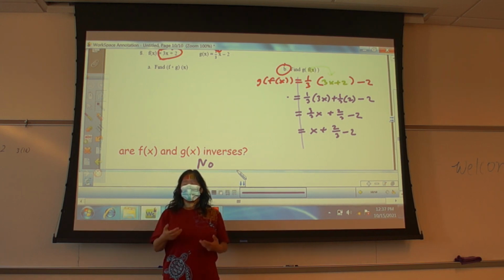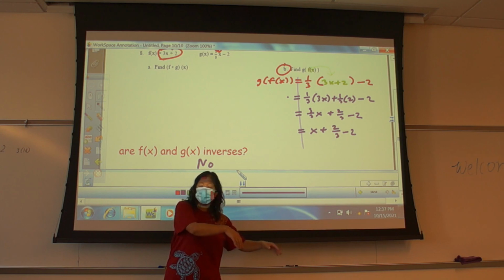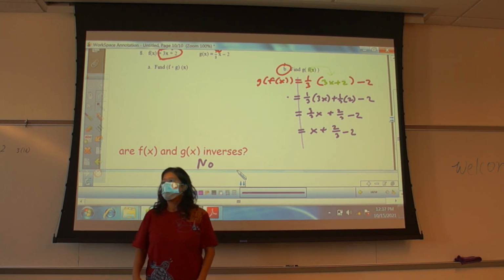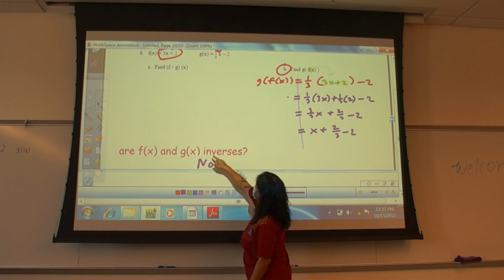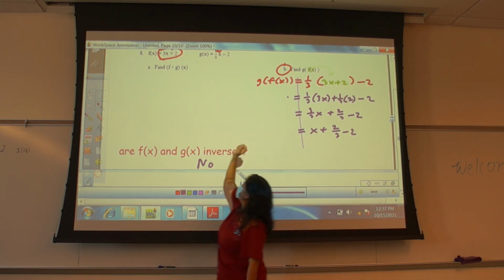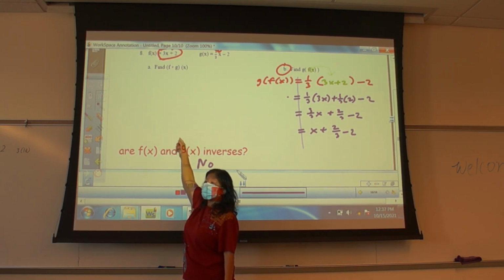So in other words, what's an inverse of plus 4? Minus 4. So if I start with x, I add 4, and then I put it into the next one and I subtract 4, I should get x back. X, right? F of g of x should be x. G of f of x should be x. They should both be x.